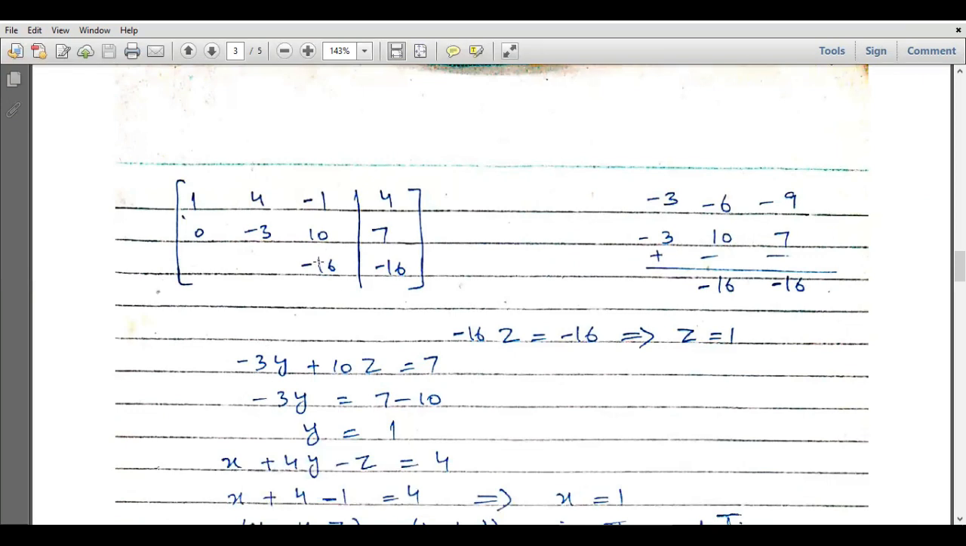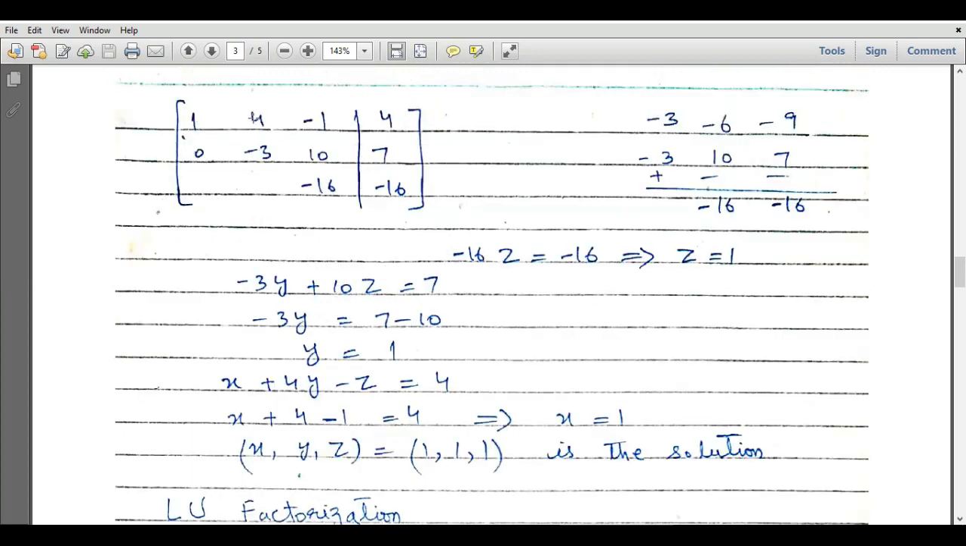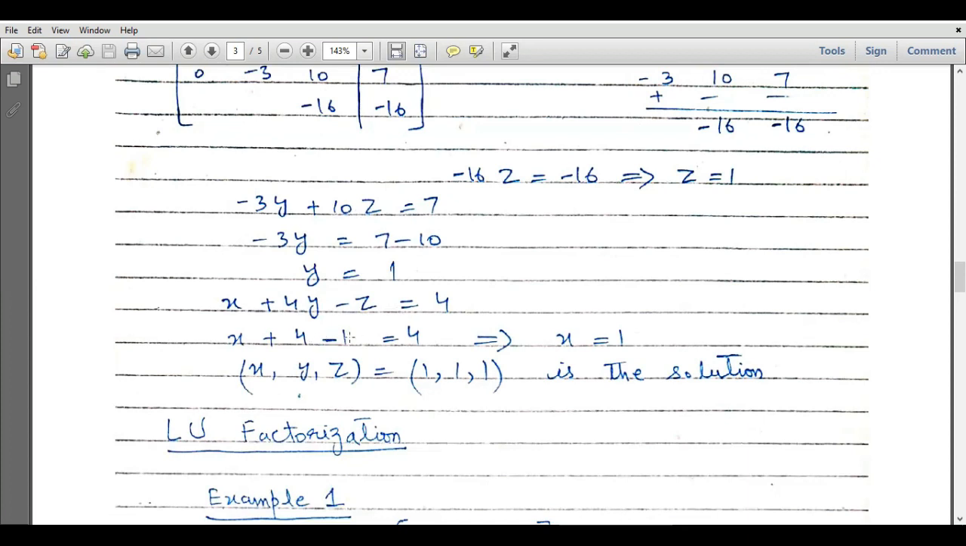Okay, so now let's evaluate the value of z first. Minus 16 z is equal to minus 16, so z is equal to 1. Now expand the second row, minus 3y plus 10 z equal to 7. So we will have y equal to 1. Now expand the first row, x plus 4y minus z equal to 4. And solve this equation, putting in the values of y and z. So we will have x equal to 1 as well. So 1, 1, 1 is the solution.